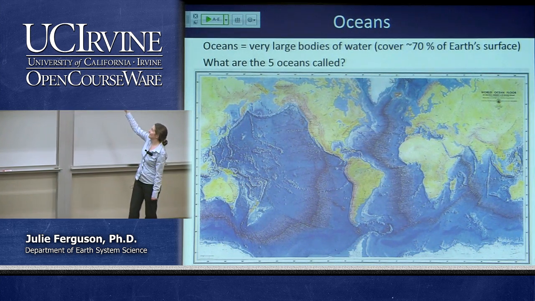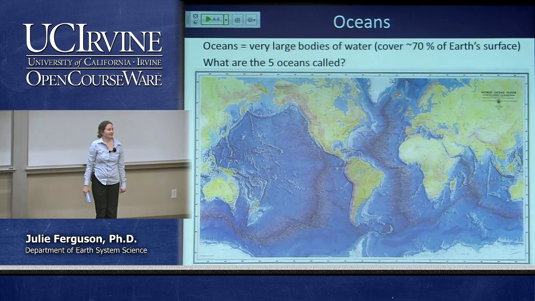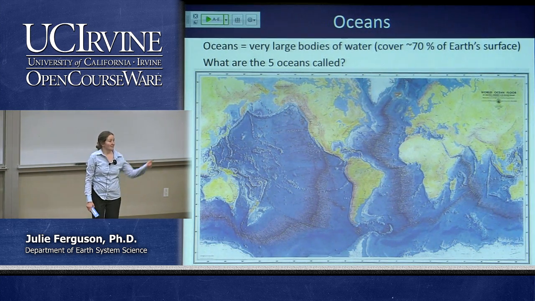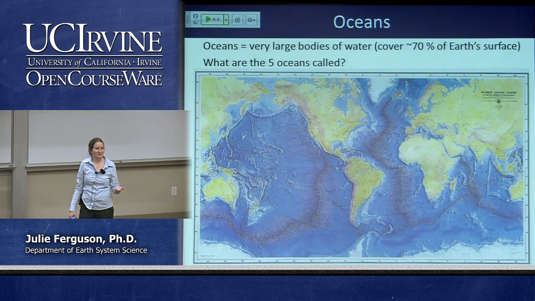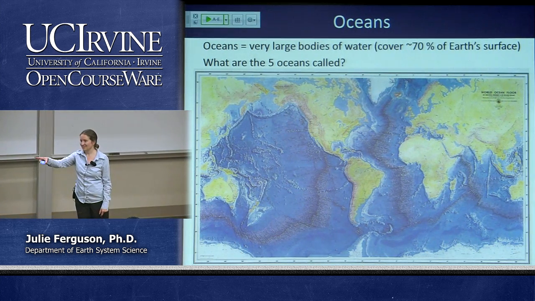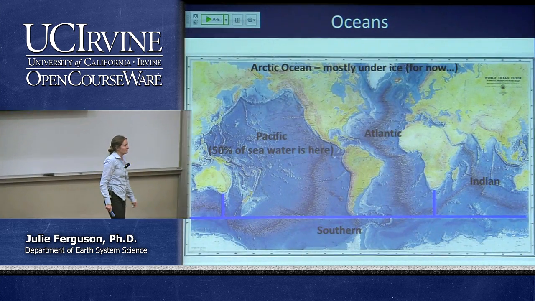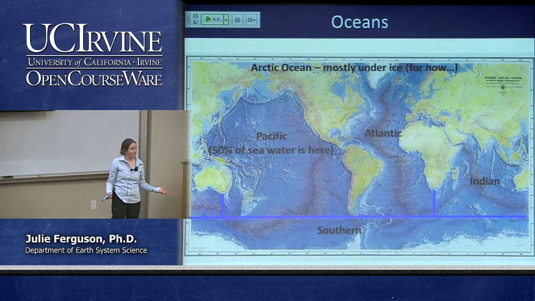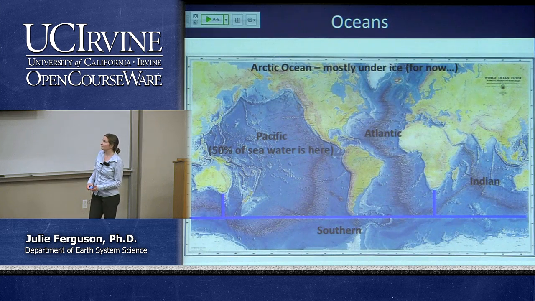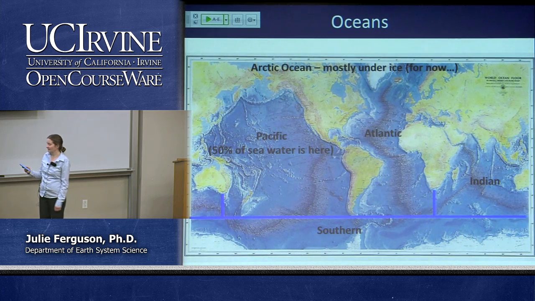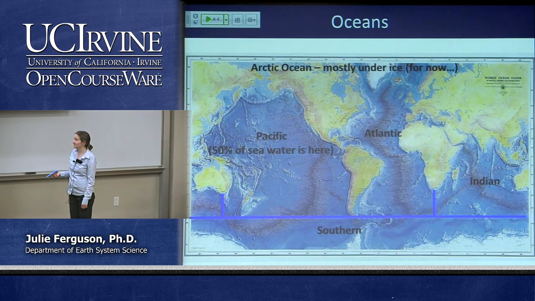What's this one over here? The Indian. And now we have two more. What are my other two? The Arctic, absolutely. And what's my fifth one? The Southern Ocean. Absolutely. Good work, guys. So I have my Pacific, my Atlantic, my Indian, and they're not so important for sea ice. But for now at least, the Arctic and the Southern Ocean are where sea ice plays an important part in ecosystems and how they function.